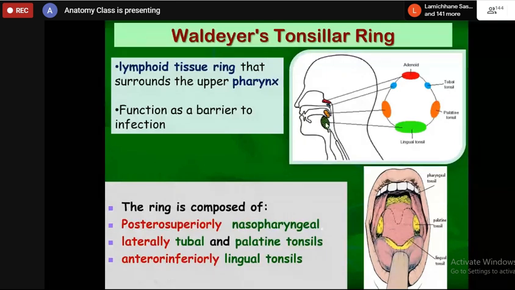So how many tonsils will be there? Superiorly, the pharyngeal tonsil is one. This is the nasal one. Now the tubal tonsil and palatine tonsil are present in the lateral wall, so we have two on either side.